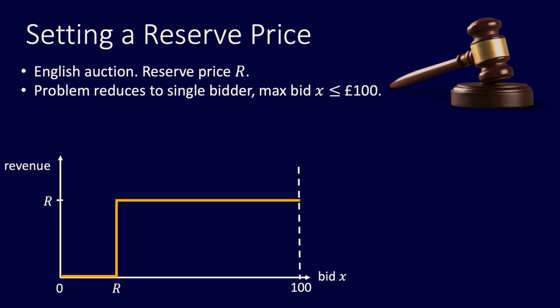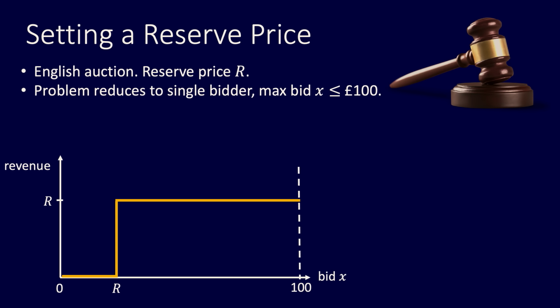And to work out the expected revenue then, basically you want to average all of the revenues you get for these different values over 100, you're going from 0 to 100. So how do you do this? Well, it's basically going to be the area under the graph here divided by 100.